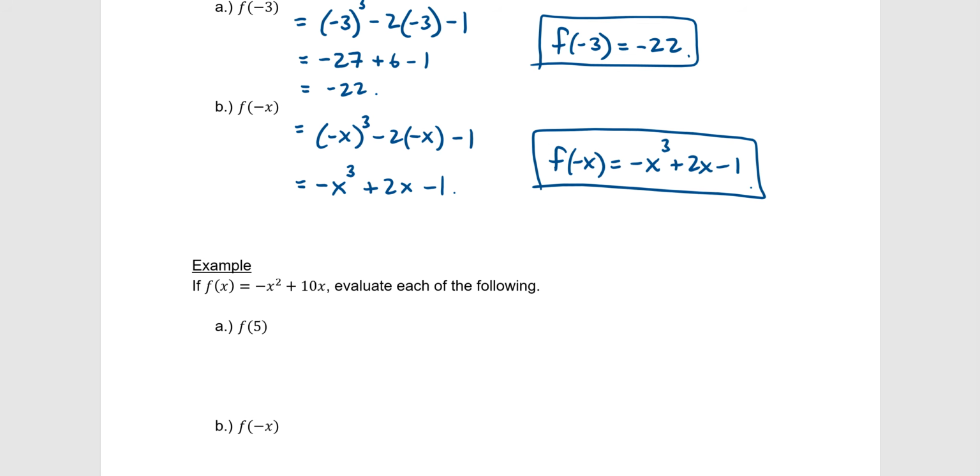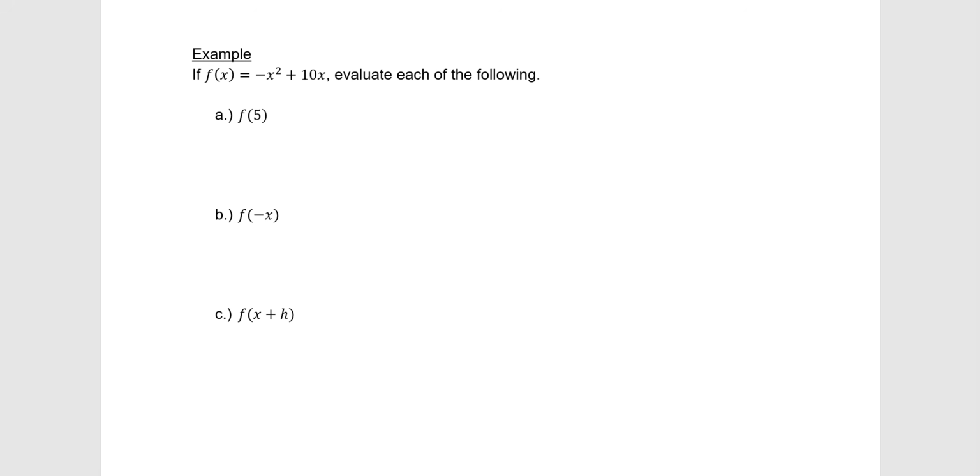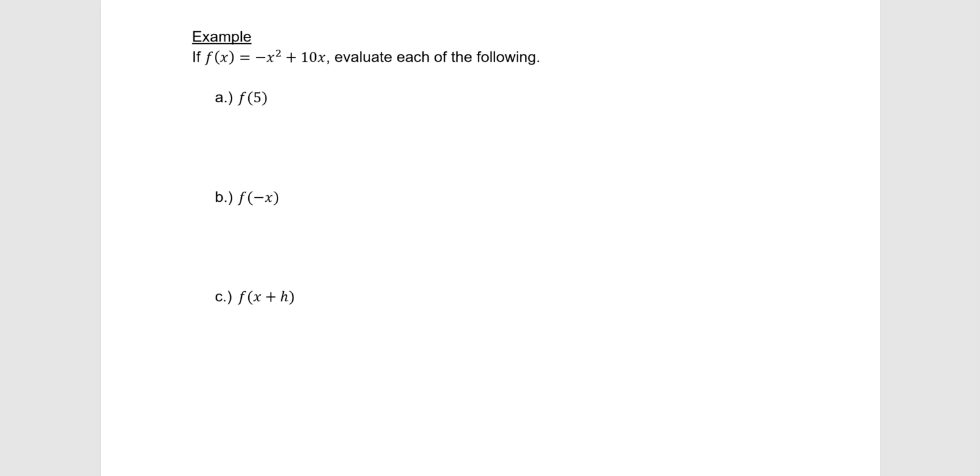Let's do one more example here. We have f of x is negative x squared plus 10x, and we want to evaluate f of 5 for the first one. So let's plug in a 5 everywhere there's an x. So we get this right here, negative 5 squared plus 10 times 5. We have to be a little careful that negatives on the outside. So 5 squared is 25, so this is negative 25 plus 50. Add those together, we get positive 25.